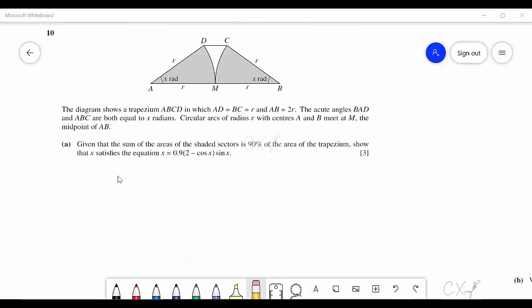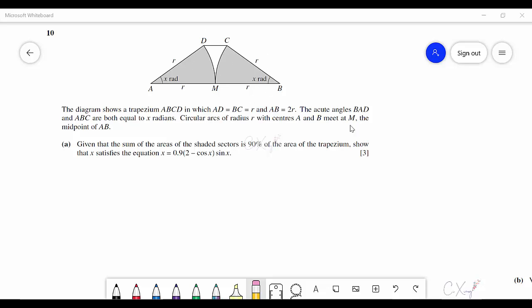Okay, so for question number 10, they give you a trapezium ABCD as shown in the diagram here, and AB equals to BC. All right, so AD equals BC equals R, and also AB equals 2R. So they give all the information. They explain some extra information about the diagram that they give you here.